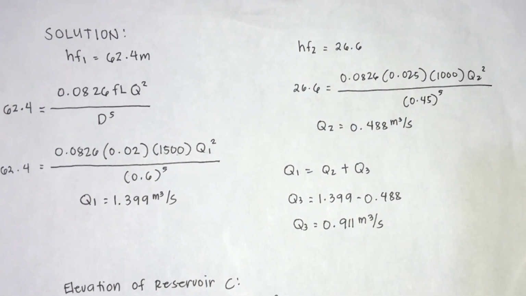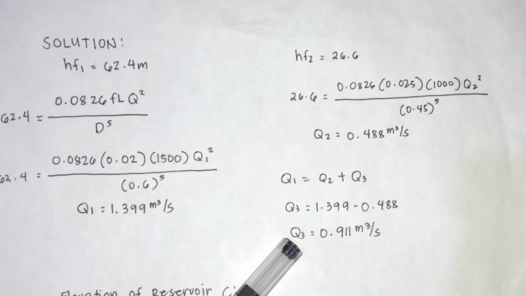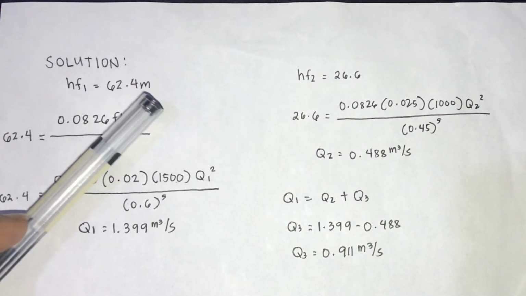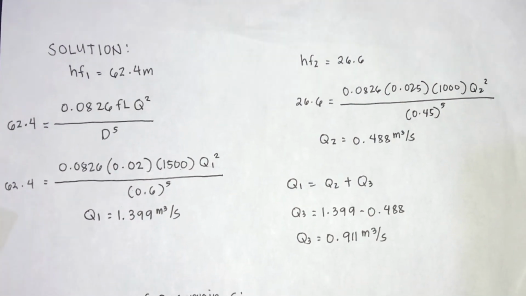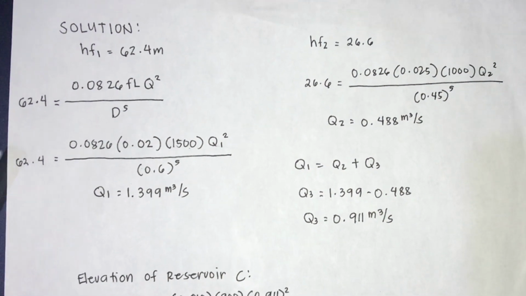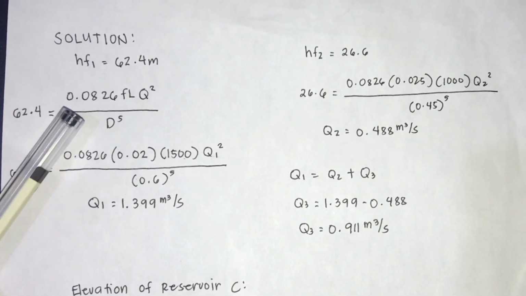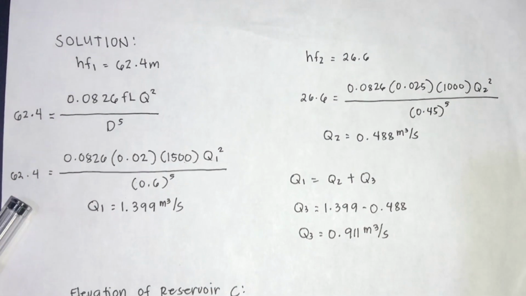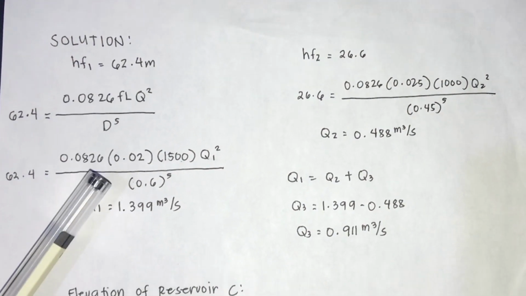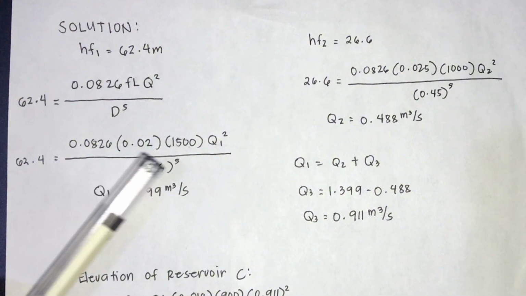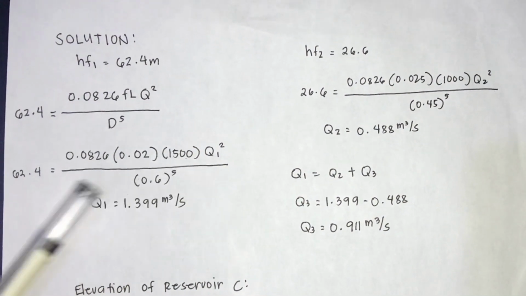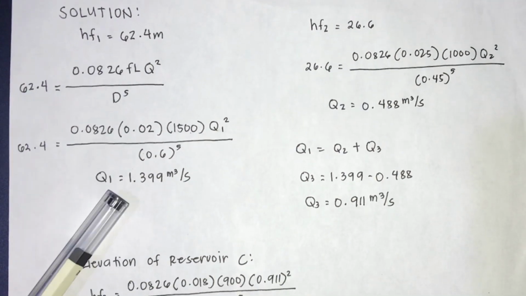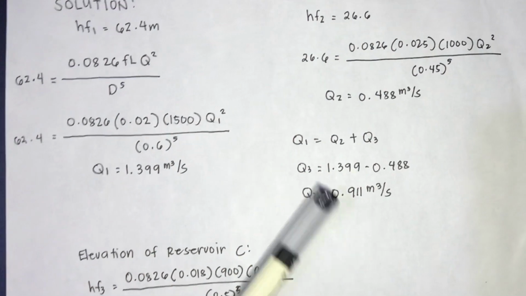So to get the discharge Q3, we will first get the discharge in pipe 1 and the discharge in pipe 2. Since HF1 is given, which is 62.4, using the Darcy-Weisbach formula, HF is equal to 0.0826 times f L Q squared over D to the fifth. Substitute. HF1 is equal to 62.4 equals 0.0826 times the coefficient 0.02 times the length 1500 times Q1 squared, all over diameter 0.6 raised to 5. So Q1 is equal to 1.399 cubic meters per second.